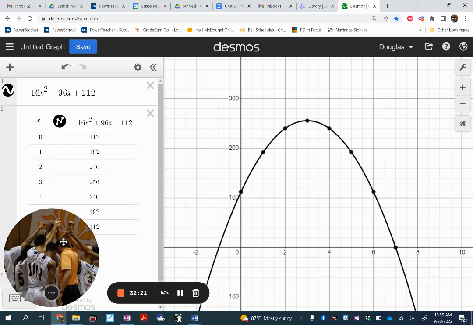Excellent. So here we go. You can notice here's our y-intercept, starting at 112 feet above, since we're on that cliff. We've got our 3 seconds. So in 3 seconds, our rock is going to reach its maximum height of 256 feet. And then in 7 seconds, it's going to reach the ocean. It's no longer above the ocean anymore. In 7 seconds, it's at 0 feet above the ocean.